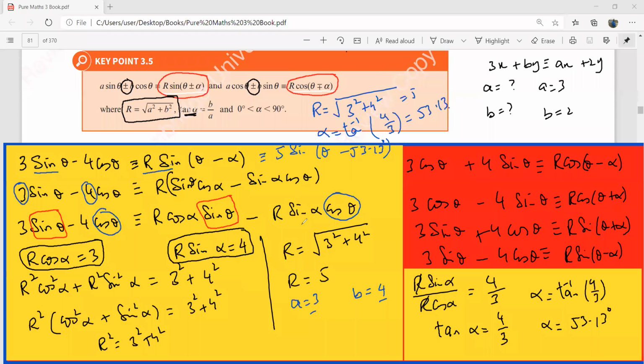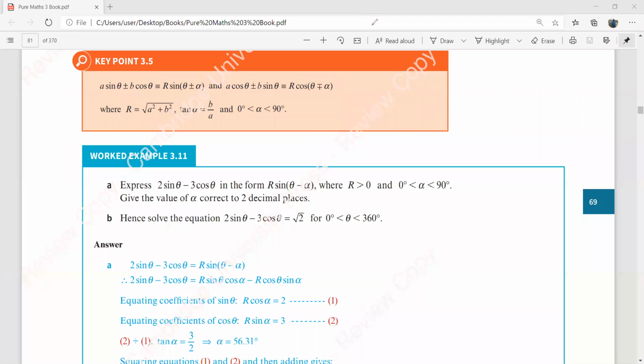That is how you will be doing the same in all these four cases over here. In all of these four cases, I have intentionally taken this 3 and 4. So all these four situations have A as 3 and B equal to 4. All of them will have the same R and the same alpha. Let's go to the exercise and try some questions from there.